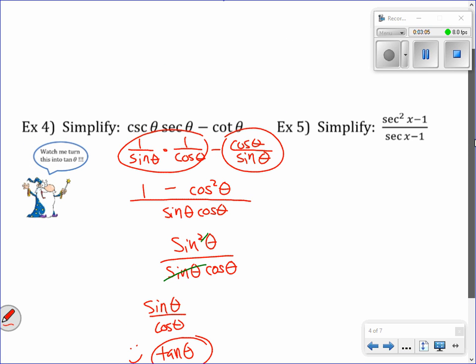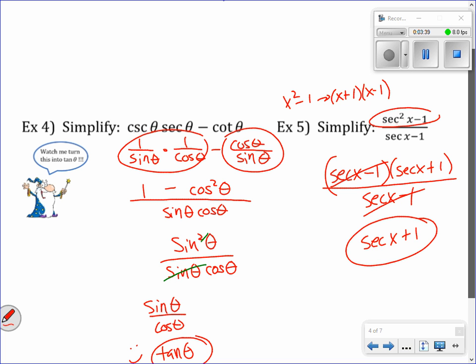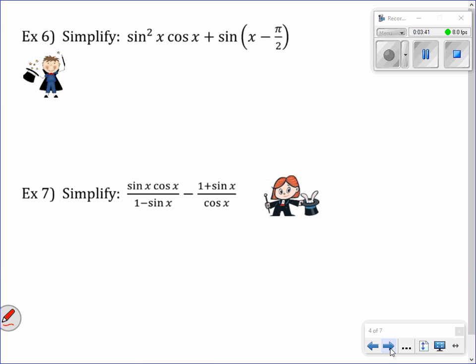All right, so in this problem, you have to remember all of your algebra rules. This numerator right here, secant squared minus 1. Imagine if that was like x squared minus 1. Remember how that can factor into x plus 1 and x minus 1? So do that. Secant squared minus 1 can be secant x minus 1 and secant x plus 1. And the denominator is secant x minus 1. So guess what? There we go. Cancels. And so secant x plus 1 is all I can simplify that to. All right, so it takes a while to get the hang of it.